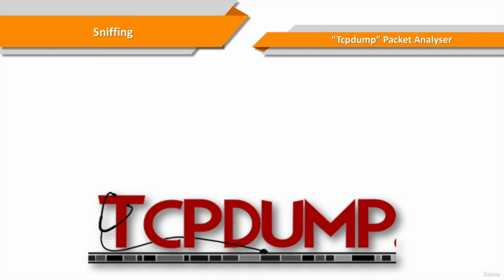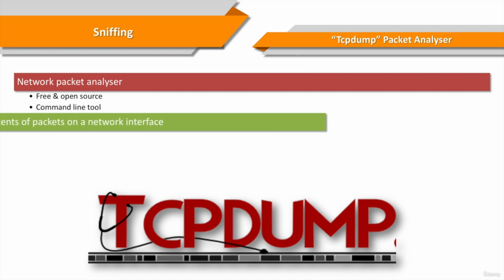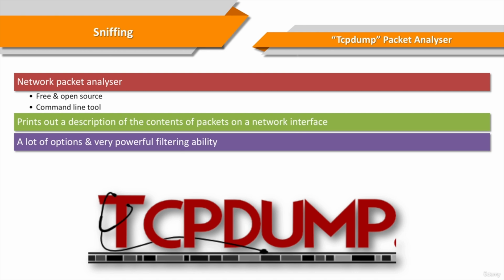tcpdump is a free, open source, very common, and fast packet analyzer that runs under the command line. It prints out a description of the contents of packets on a network interface that match the Boolean expression given as a parameter. tcpdump has a lot of filtering options. We'll discuss some of them in the next slide.